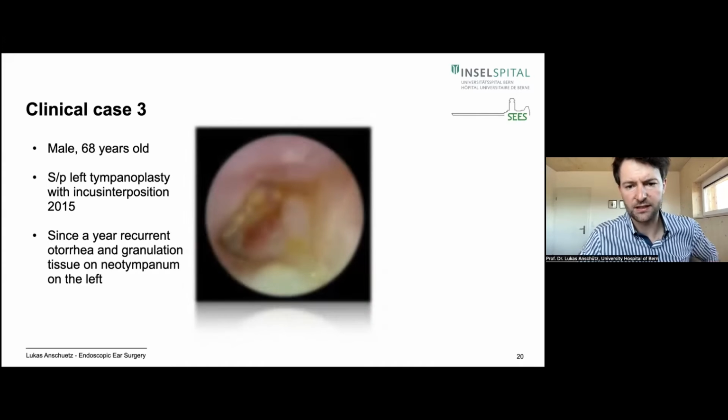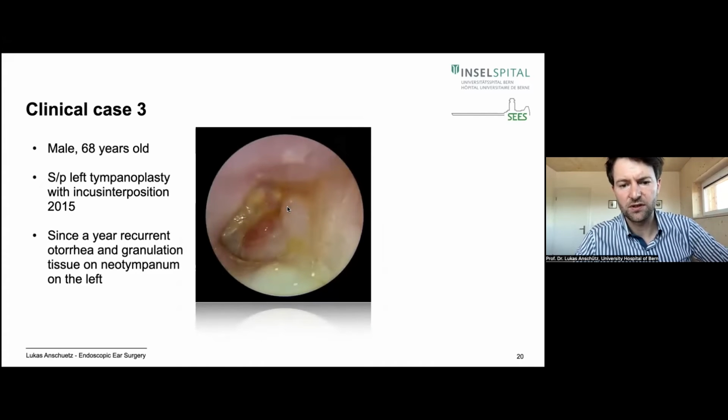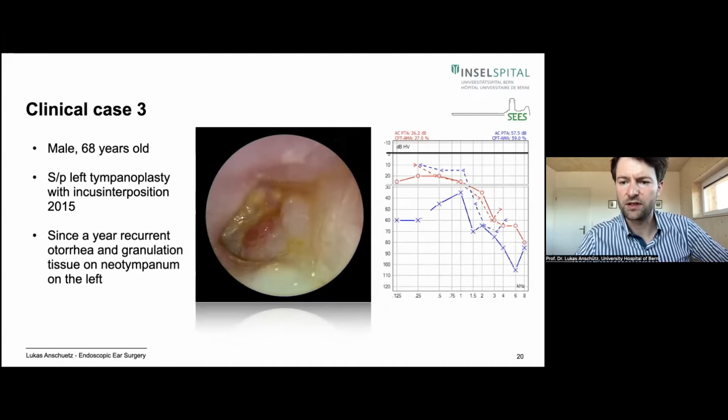If we look at the drum, you can see here it is not nice. Here in this area, there is some granulation in the neotympanum. And you can see that it has some infection. The hearing test also is not very good, especially in the low frequencies on the left side. Of course, he has bilateral sensorineural hearing loss, but his biggest problem was really the otorrhea.